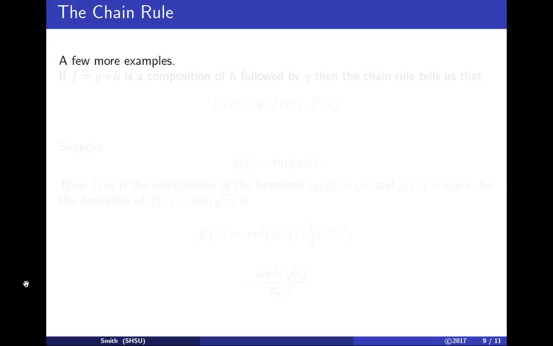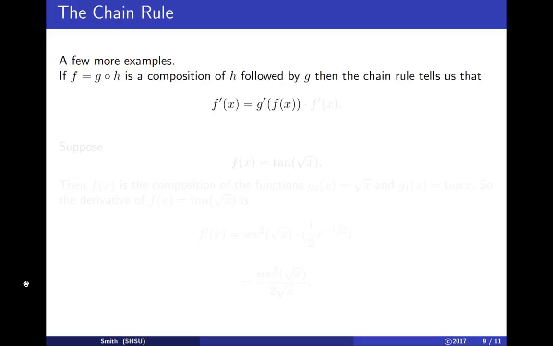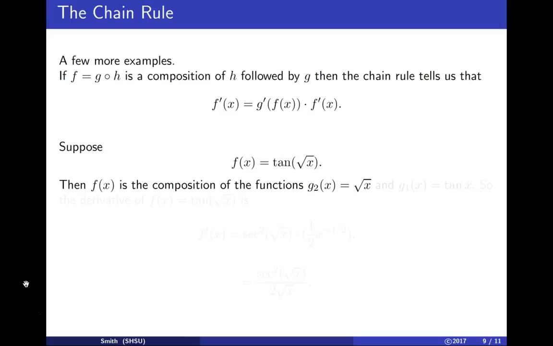Let's do a few more examples. Suppose f is g composed with h. Then the chain rule says the derivative of f with respect to x is the derivative of g with h stuck in it times the derivative of h. For example, if f of x is the tangent of the square root function, then f is a composition: the square root function is on the inside and the tangent function is on the outside. So it's a composition of the tangent function and the square root function. So the derivative of the tangent of the square root is the following.